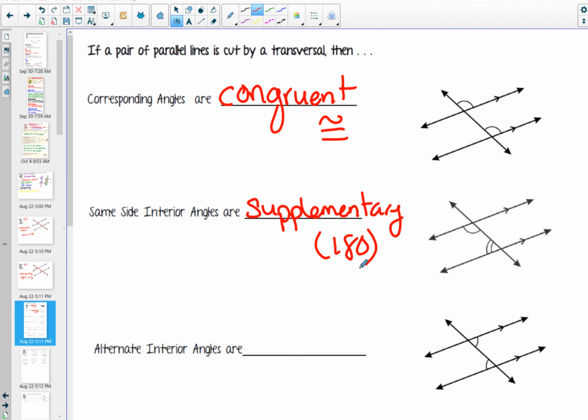And what about my alternate interior angles? If they're on alternate sides of that transversal, but inside of my parallel lines, what are they? Congruent.